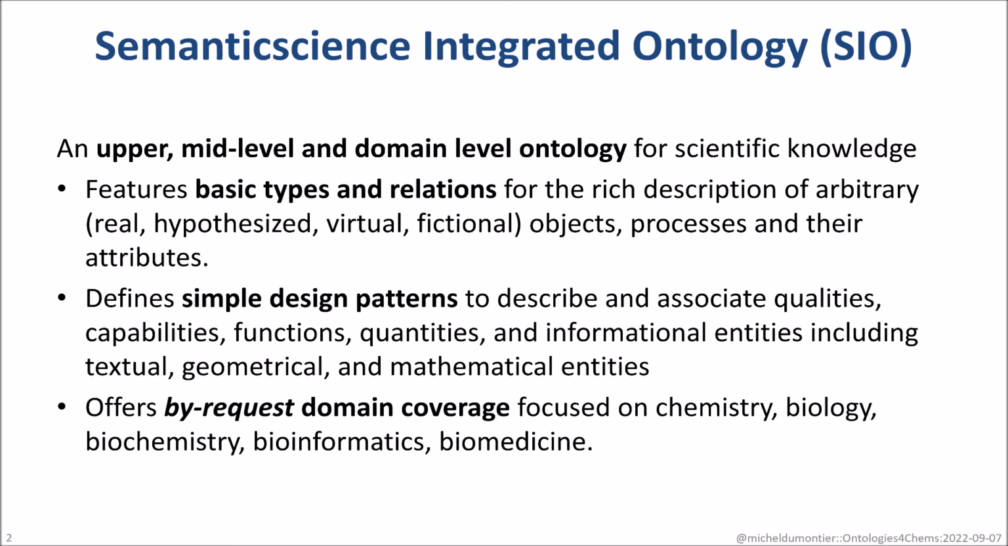But here we try to cover a little bit of everything. We use a set of simple design patterns to guide users into what kinds of representations would be useful in terms of objects and processes and their attributes, and quantities and informational aspects about them, and try to connect those through the set of relations that we have. And we are responsive to domain coverage requests where necessary, but often we will point people to ontologies that specialize in those if they exist, and otherwise we will add it to our ontology.